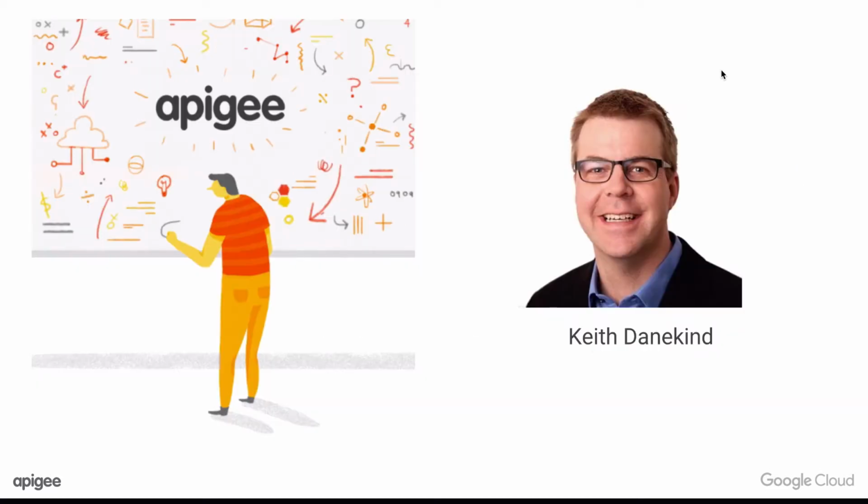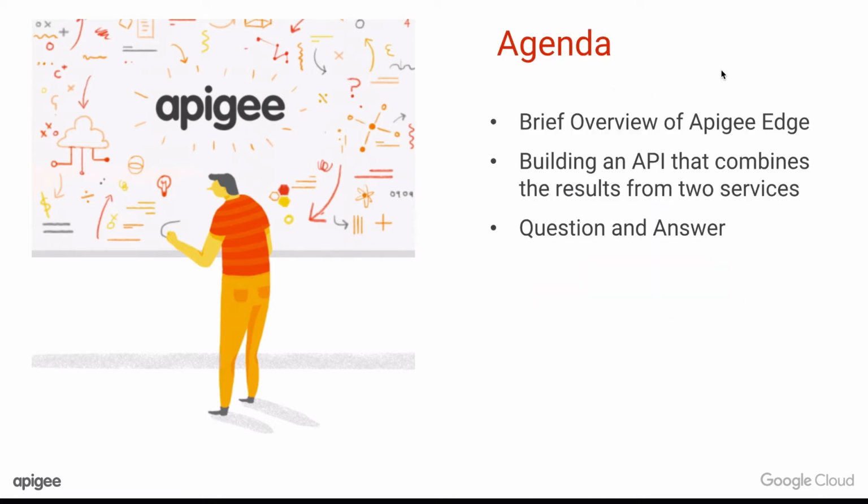Hi, I'm Keith Danikind. I'm a customer solution architect with Apogee, which is part of Google Cloud Platform. Today we're going to talk about a brief overview of Apogee Edge, and we're going to talk about an interesting topic that customers ask me about all the time, and that's how do you build an API that combines the result from two different backend services? So let's say you wanted to have an application, and it needs to get information from multiple backend systems, but you want to present that as one API. So we'll take a look at that, and we'll follow up after that with a question and answer session.